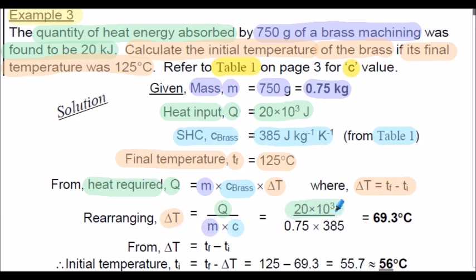Inserting the values from above, the change in temperature is 69.3 degrees, and from delta T is equal to TF minus TI, if we add TI to both sides of the equation and subtract delta T from both sides of the equation, then the initial temperature, TI, is TF minus delta T. The final temperature was 125 degrees C. We just calculated the change in temperature above. So the initial temperature is approximately 56 degrees C.